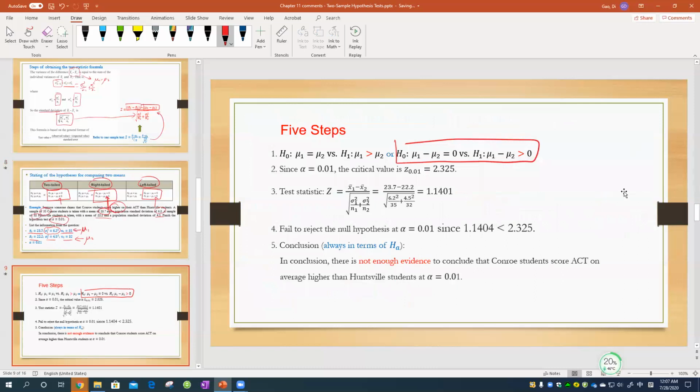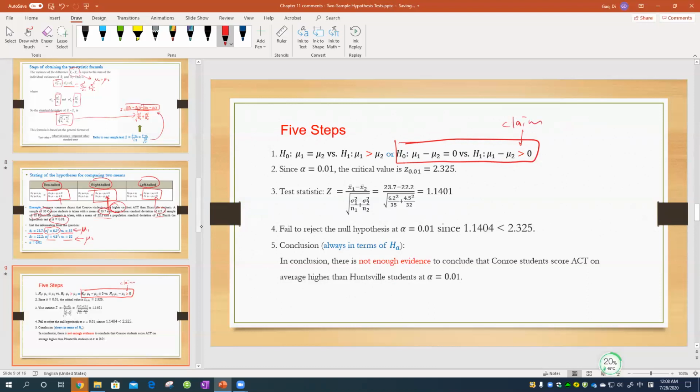And now we want to state the null and alternative hypothesis. Mu1 minus mu2 equals 0. That is, like always, no matter which question, you're going to write that down for the null hypothesis. And the alternative hypothesis is mu1 minus mu2, what sign, and then put a 0 there. So Conroe scores higher. Mu1 stands for Conroe, right? Scored higher means more than 0. That is from the term higher.